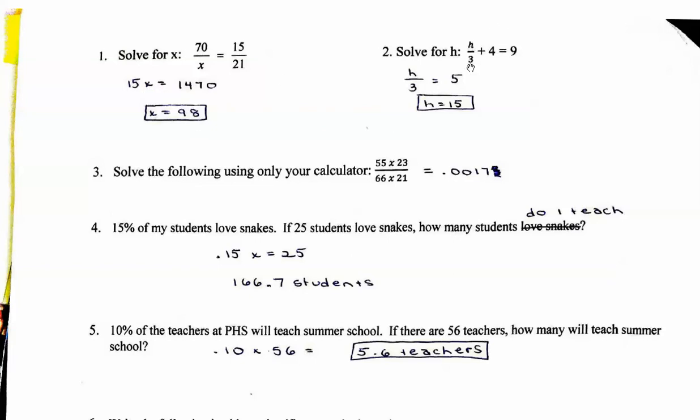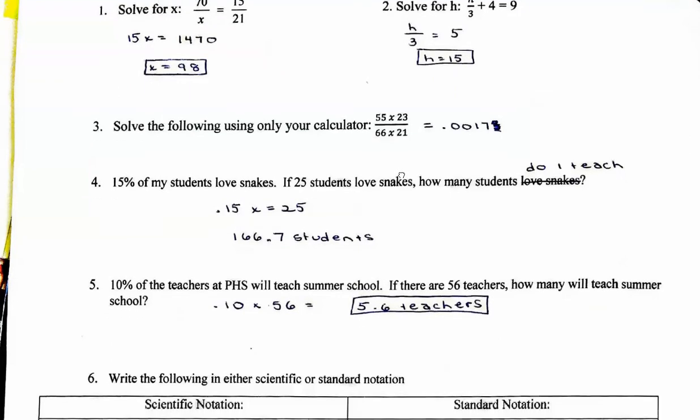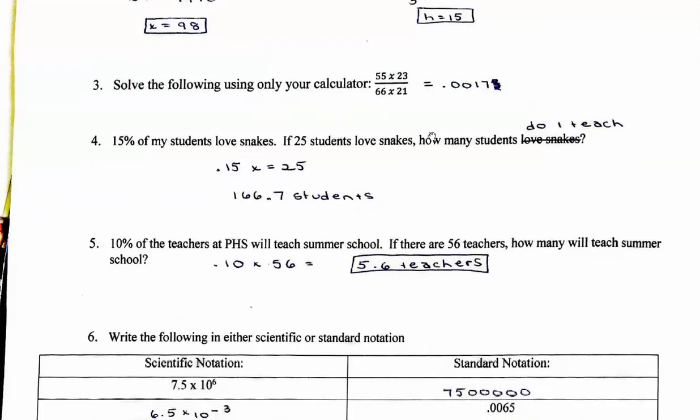Okay. For this one, h over 3 plus 4 equals 9. You need to subtract 4 from both sides. You get h over 3 equals 5. Now, since 3 is in the denominator, you need to multiply both sides by 3 and you get h equals 15.